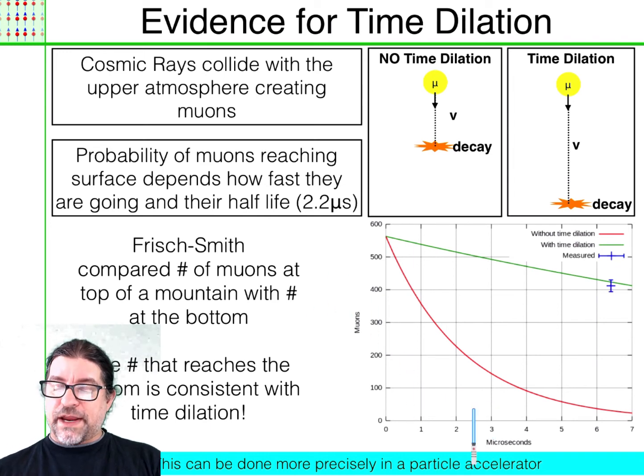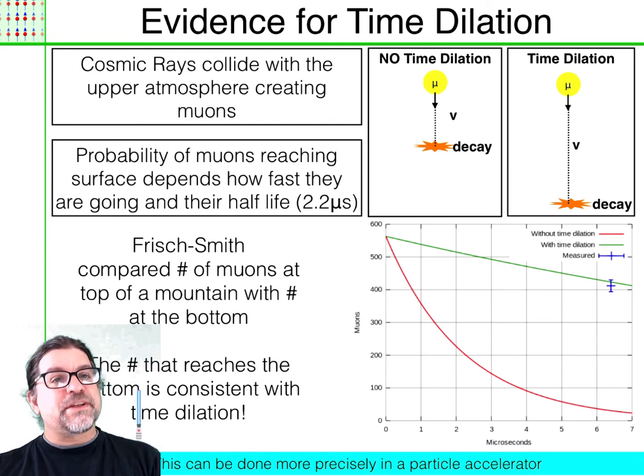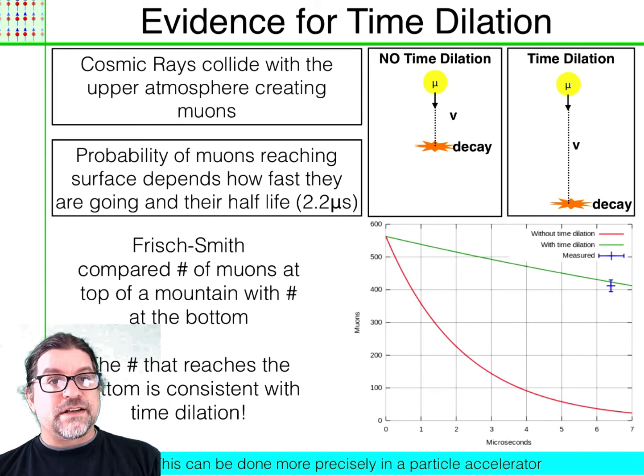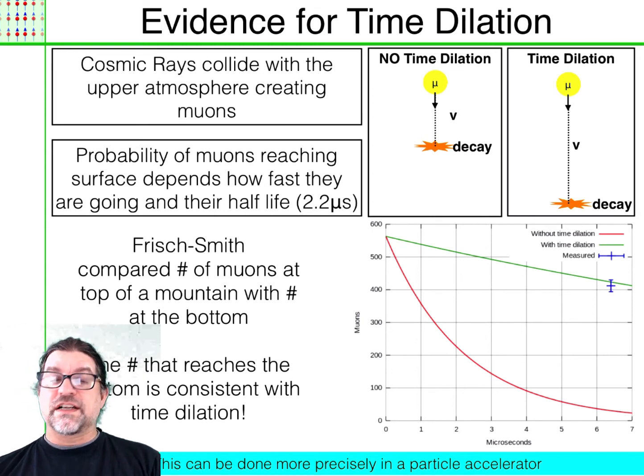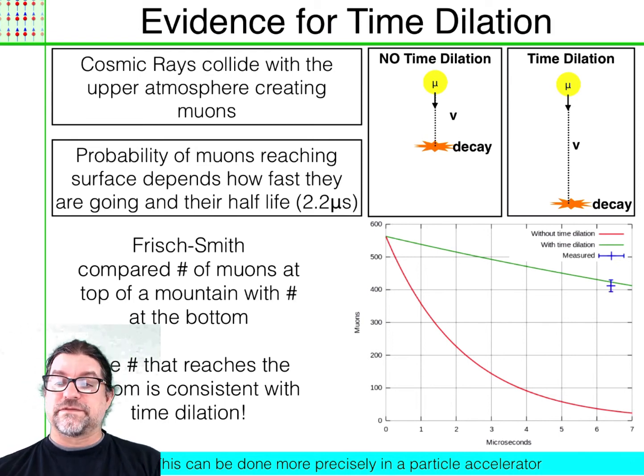And when you compare the number of muons at the top of a mountain to the number of muons measured at the bottom of a mountain, the number that reaches the bottom is consistent with what would be predicted due to time dilation. Time dilation predicts that there would be a different number of muons that arrive at the bottom than at the top. So there's a couple different forms of evidence to show that time dilation is a thing.